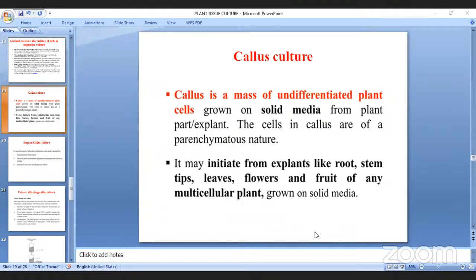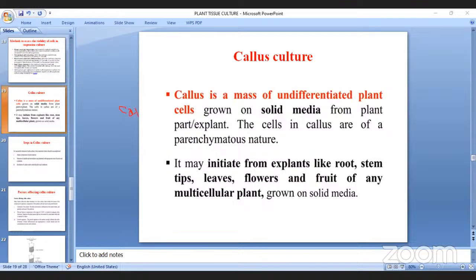Right. Just wait. So let's see the steps in callus culture. The same steps involved in tissue culture techniques are involved in this technique also. For successful initiation of callus culture, there are some important steps to be followed. The first one, aseptic preparation of plant material. Before that, actually, we select the explant. First, explant selection.